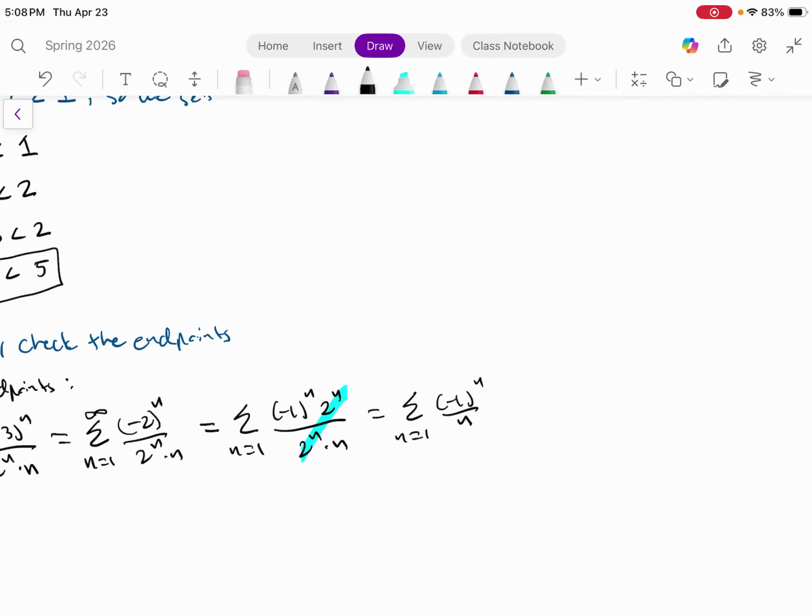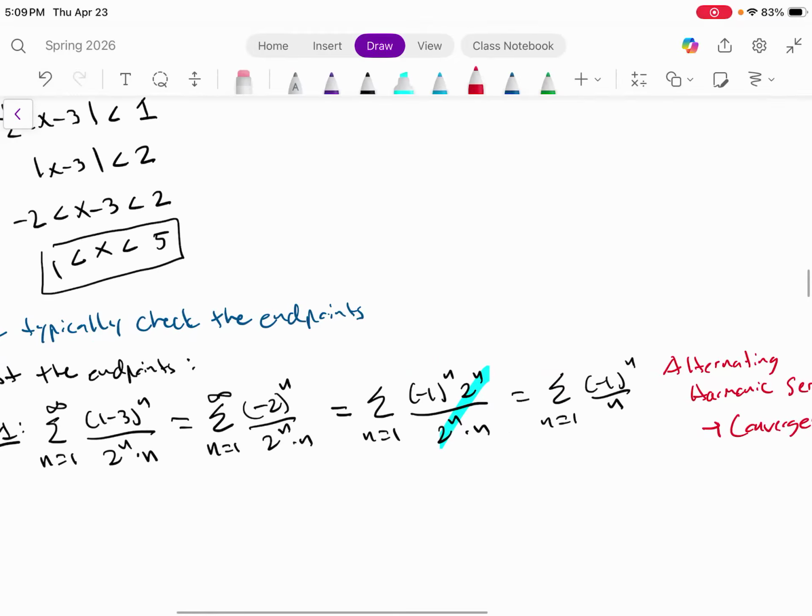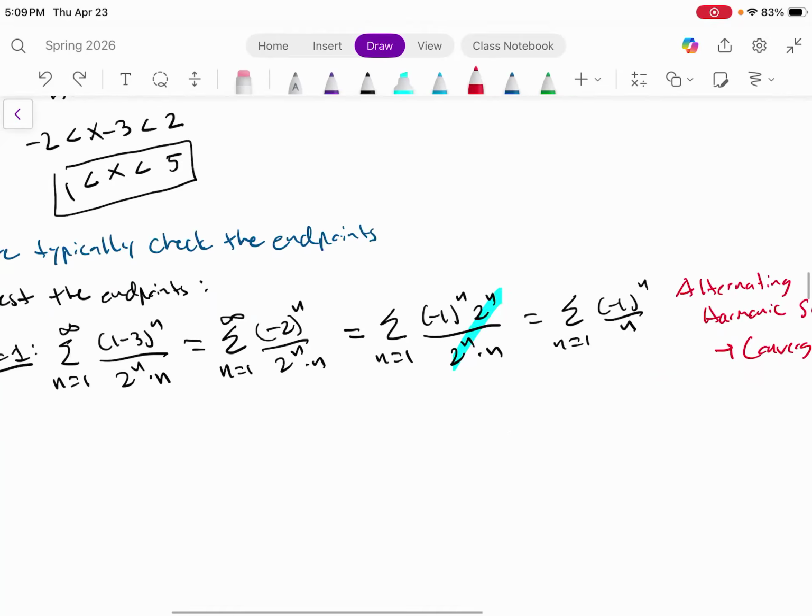And what is this? If you could recall from your Calculus 2, this is an alternating harmonic series. And an alternating harmonic series converges. Since it converges, that means my 1 would be included in the interval, so it would be an equality. But I'm not going to write it right there. I'm going to write it up more in a final answer.